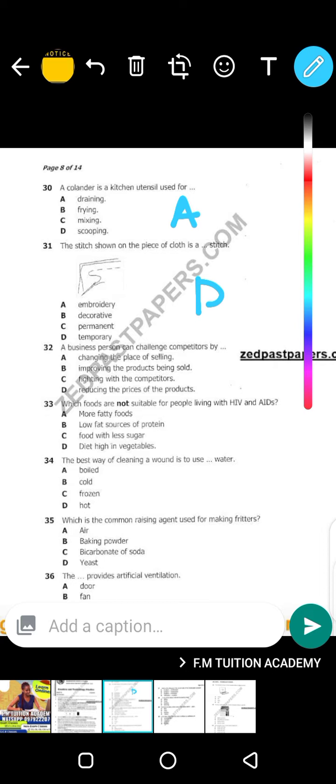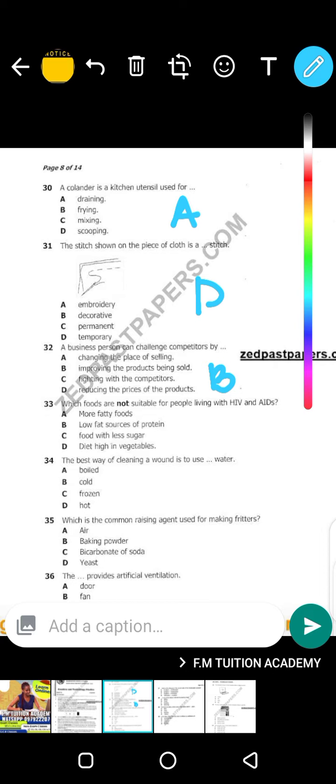Okay, so the best answer here is B, improving the products being sold. When you're a businessman, you're supposed to improve the products that you are selling. So it is actually B.